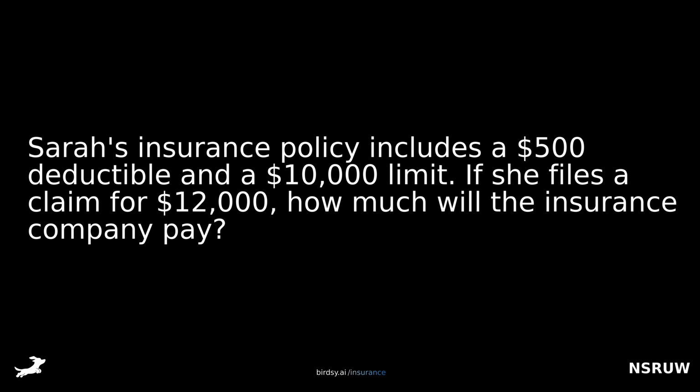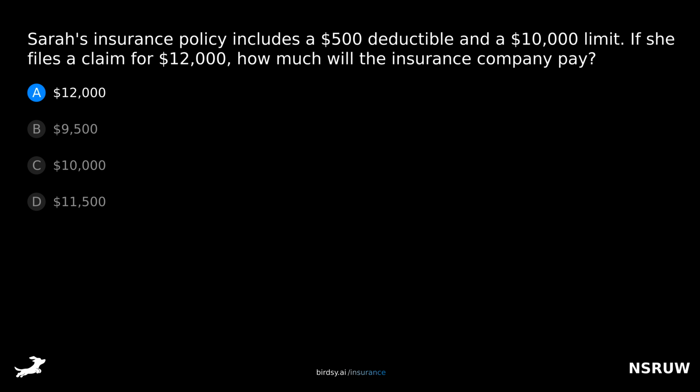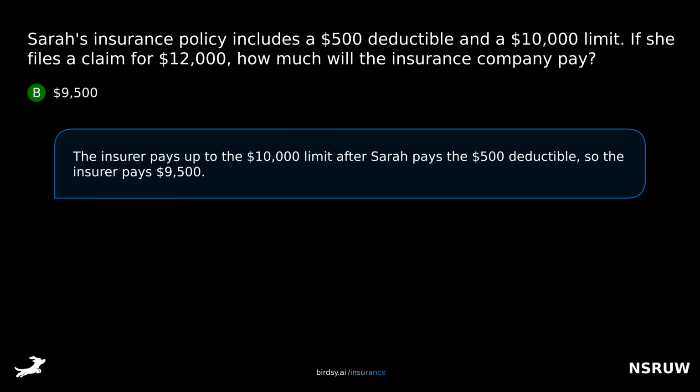Sarah's insurance policy includes a $500 deductible and a $10,000 limit. If she files a claim for $12,000, how much will the insurance company pay? Is it A, $12,000, B, $9,500, C, $10,000, or D, $11,500? The answer is B, $9,500. The insurer pays up to the $10,000 limit after Sarah pays the $500 deductible, so the insurer pays $9,500.